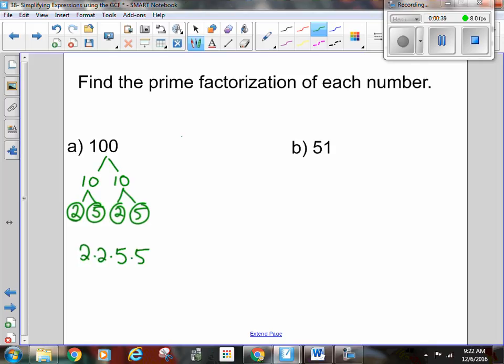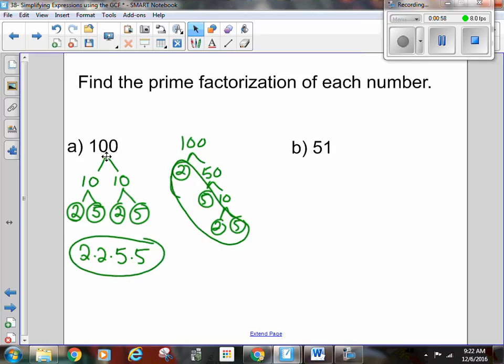Now, we could have also looked at 100 and said, hey, 2 and 50. 2 is prime. 50 I can break down into 5 and 10 and break down further. You'll see you still have all the same numbers, so it really doesn't matter how you break it down. And then this is your answer, so leave it broken out like that.